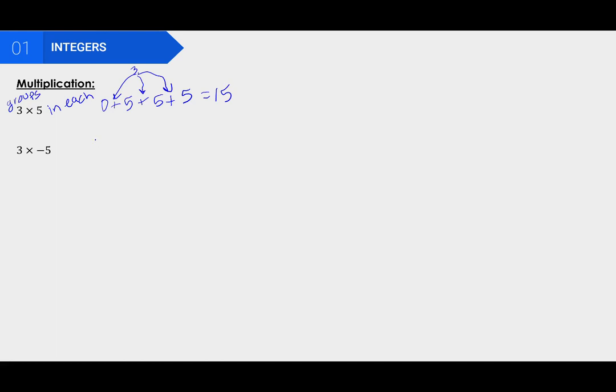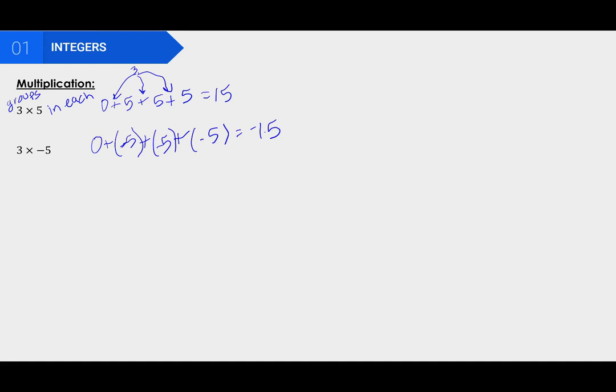Next, what if there are negative 5 in each group? We're just going to keep the same setup because the 3 didn't change. It's still positive 3, so I'm going to have 3 plus signs, and then I'm going to add to it negative 5. If I add negative 5 to 0, that's going to go to the left on the number line. It's going to go down. It's going to decrease, to negative 5, negative 10, negative 15 total.